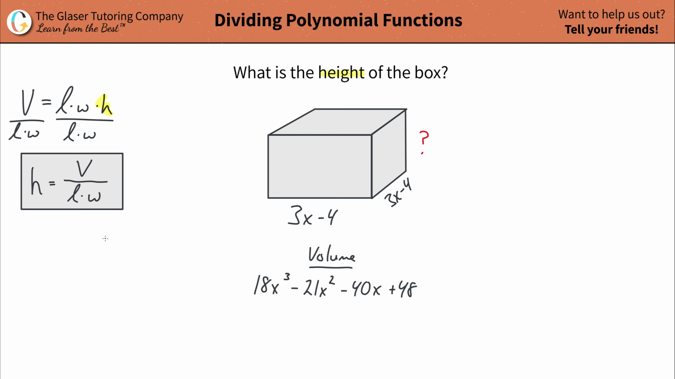So now what we're going to do is simply plug in the volume here. So that's going to be 18x cubed minus 21x squared minus 40x plus 48. And that's all being divided by the length of the box, which is 3x minus 4. So 3x minus 4 times 3x minus 4.